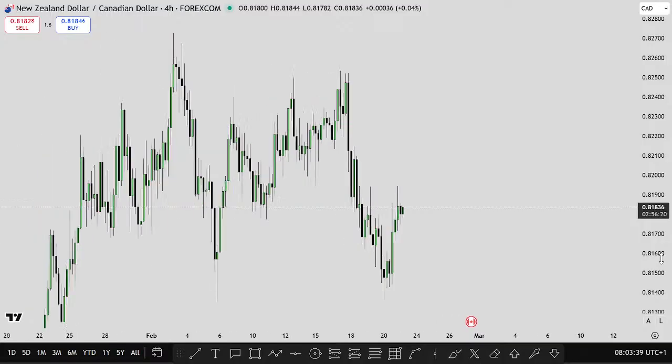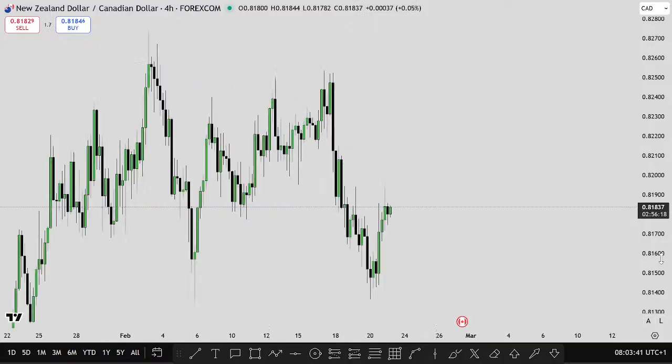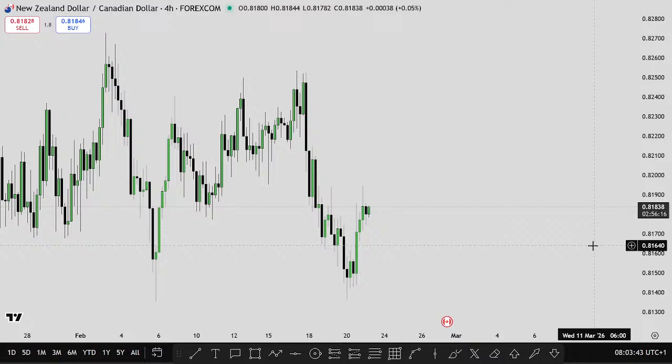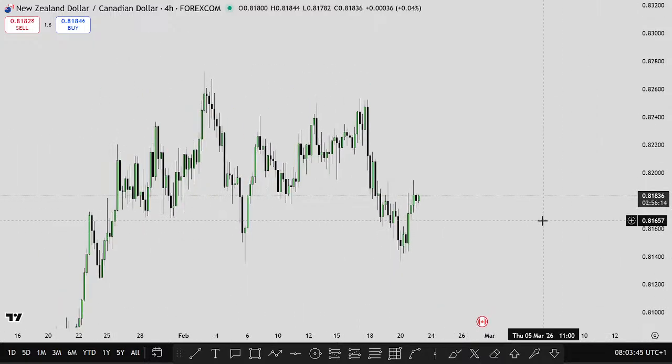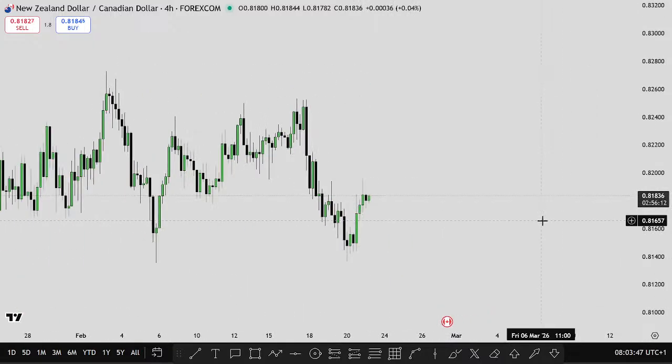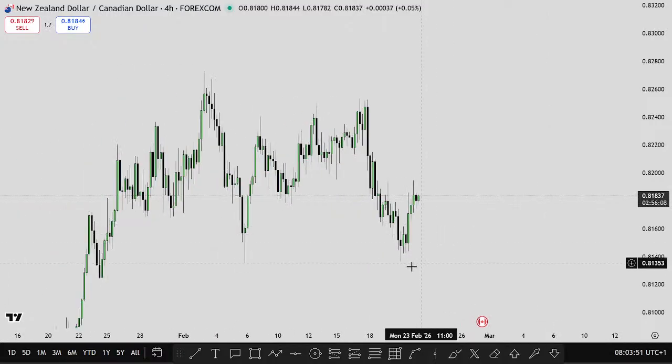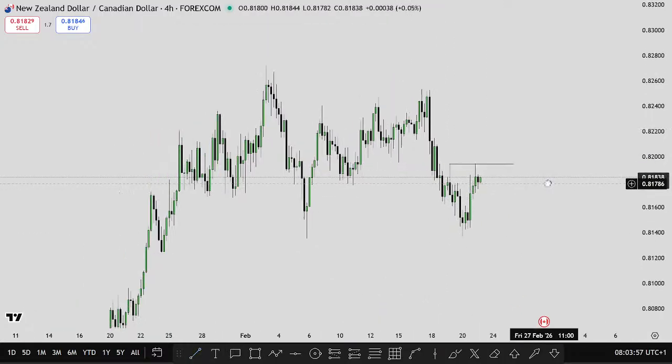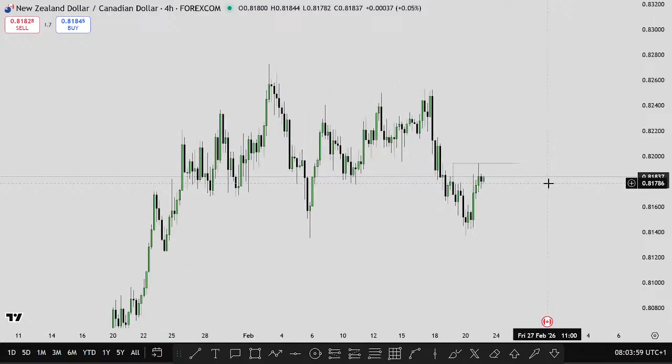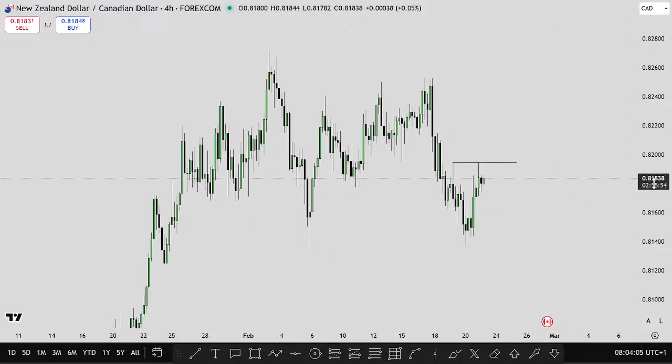Okay, so NZDCAD. Looking at NZDCAD right now, what are you doing? Show me what you're doing. What I can just see is like a double top here. I cannot see anything else honestly, because I'm a very big fan of trends, and in this one I'm not seeing any trend at all, so I'm just going to leave it alone.